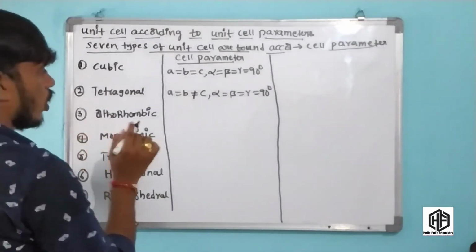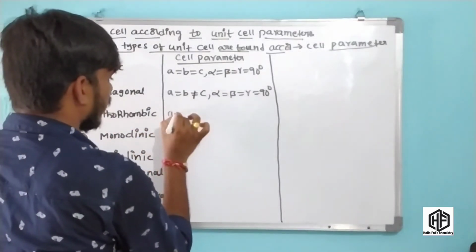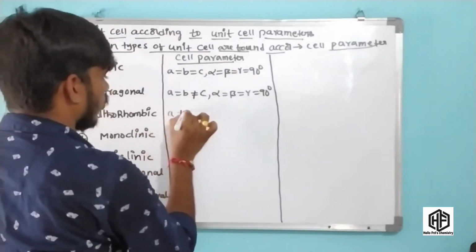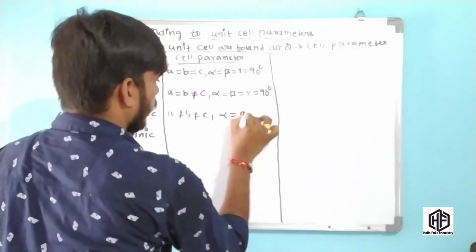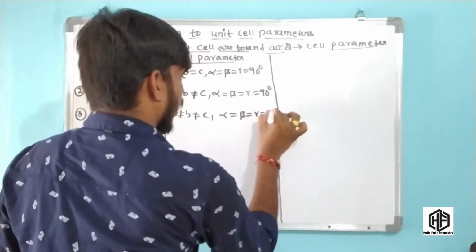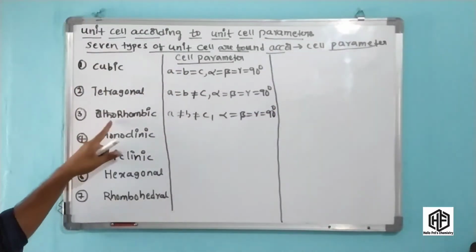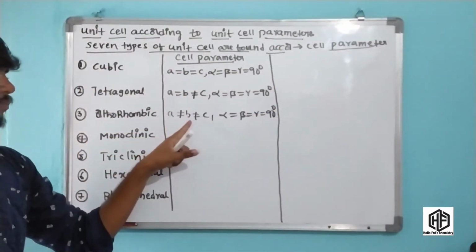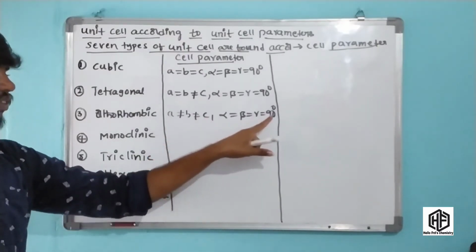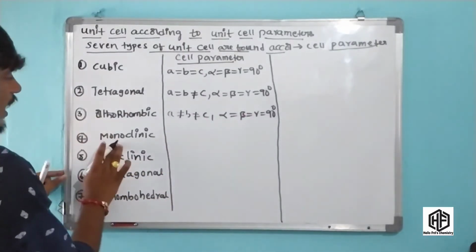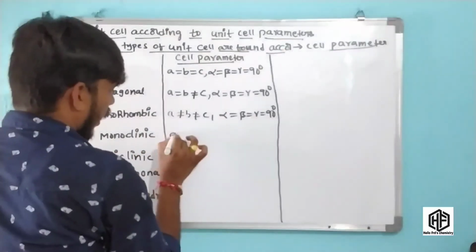Okay friends, in orthorhombic, a not equal to b not equal to c, but alpha is equal to beta is equal to gamma is equal to 90 degrees. The lengths are different but the angles are equal to 90 degrees in orthorhombic.